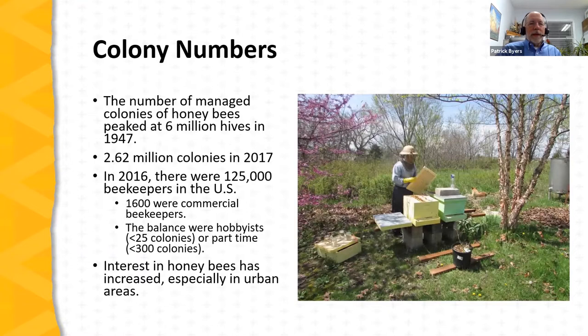Now, where are we as far as colony numbers in the United States? At the present time, we are definitely down from the peak. The peak was in 1947 when we had 6 million hives. The most recent information we have was as the result of the US Census of Agriculture in 2017, where it was estimated that there were 2.62 million colonies. In 2016, there were about 125,000 beekeepers. 1,600 of these were commercial beekeepers. The rest were people like you and I, hobbyists who had less than 25 colonies, or part-time commercial beekeepers who had less than 300 colonies.